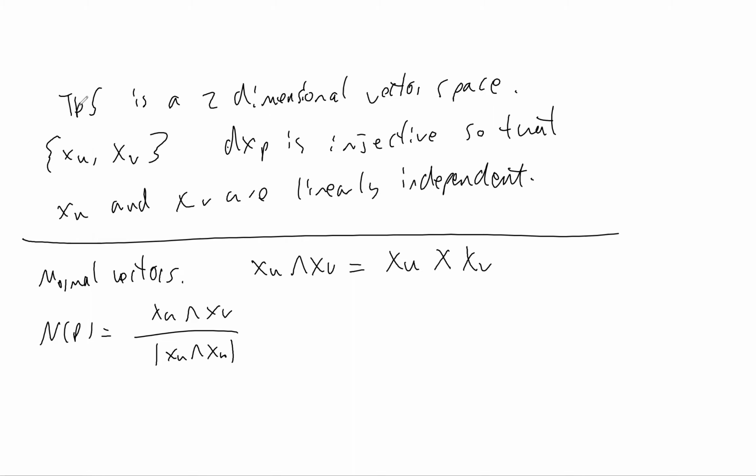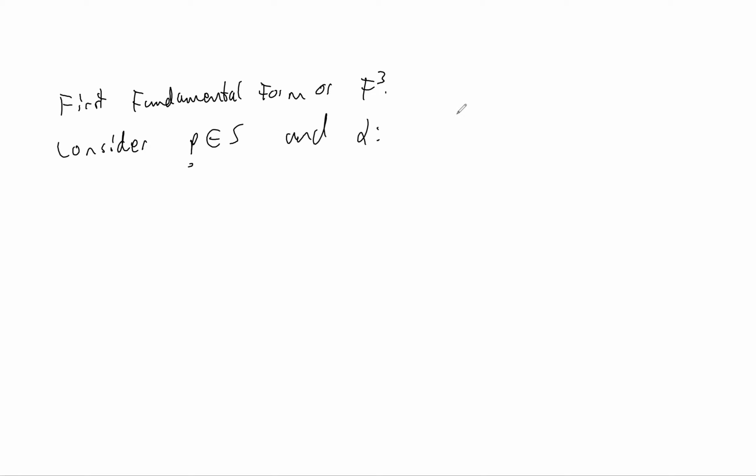Okay, so first fundamental form. What we're going to have to do is consider a vector in the tangent plane. So consider p in S, where S is a regular surface, and alpha from negative epsilon to epsilon into S, such that alpha of 0 is equal to p. Right, and by the way, all of my curves are going to end up being differentiable curves. I won't be dealing with non-differentiable curves.